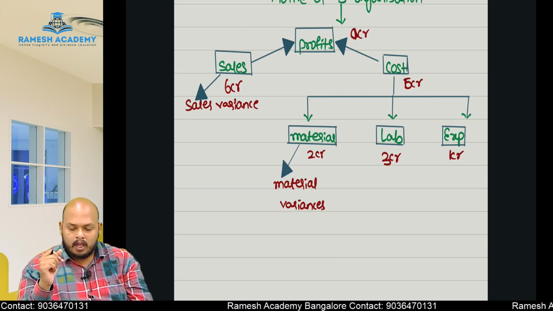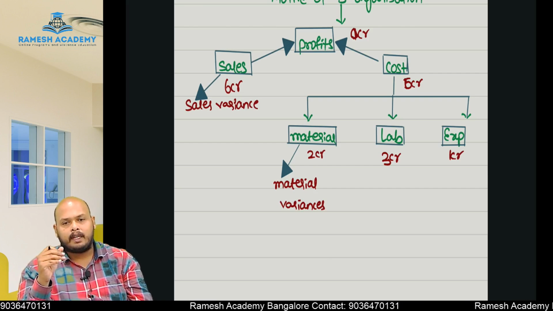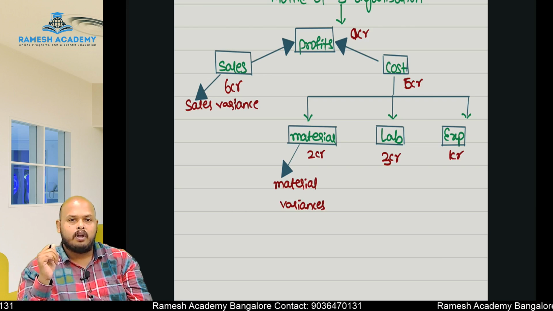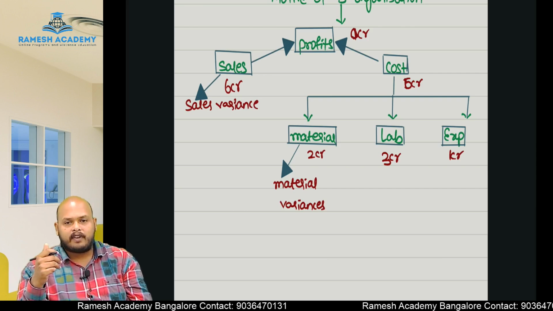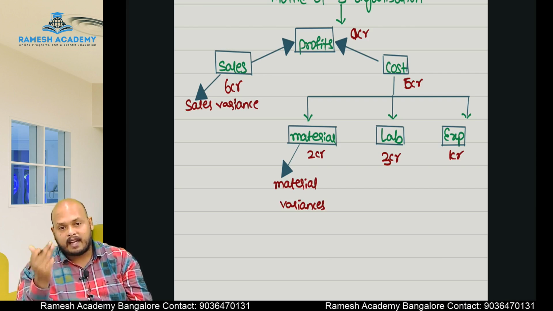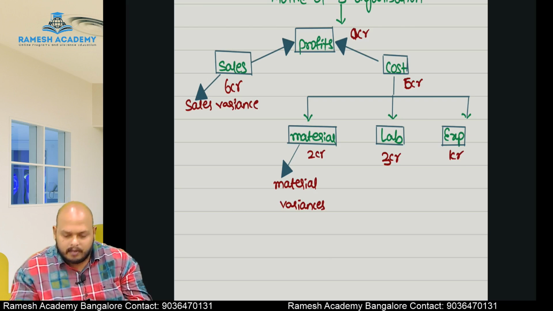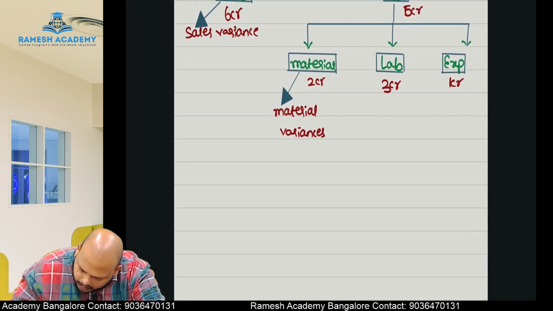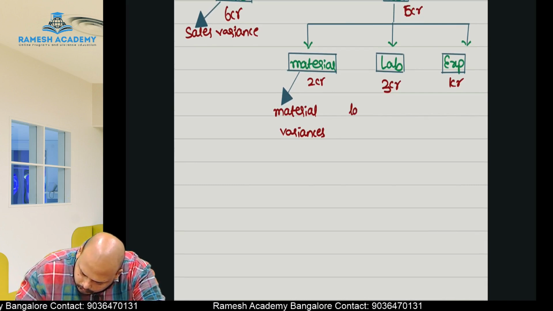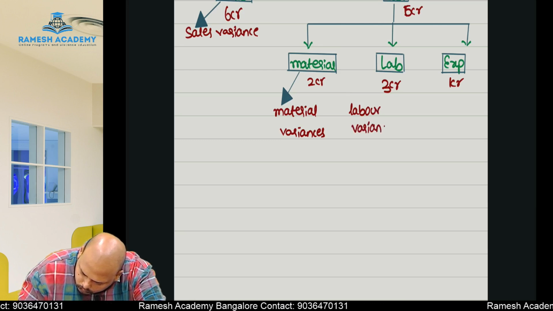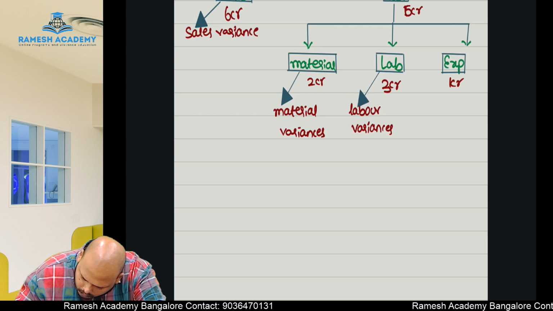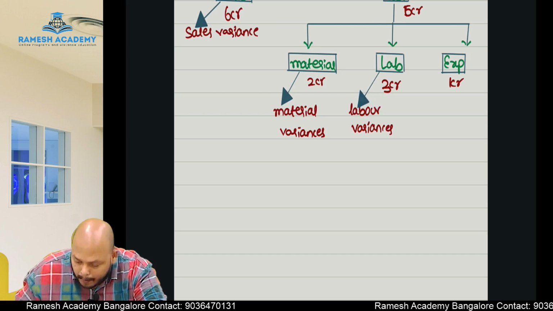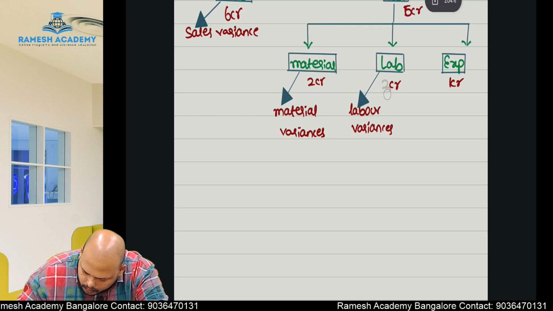Okay now, keeping all other elements constant, I am increasing the labor cost from 2 crores to 3 crores. Now what is the impact on profit? The impact on the profit is 0. When the impact on the profit is 0, the comparison between the standard and actual labor cost is called which variances? It is called labor variances. Okay?